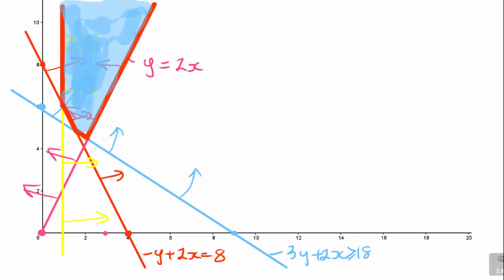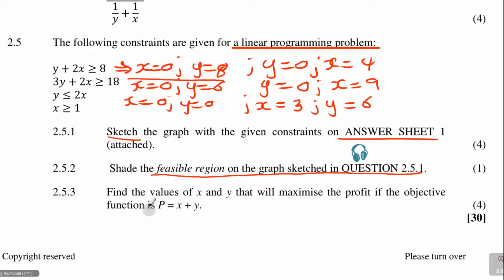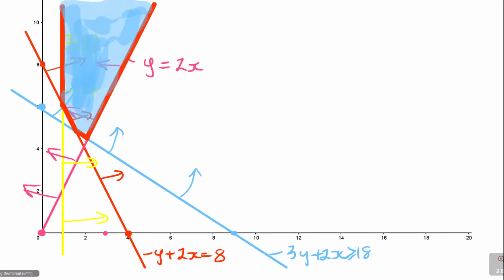All right, and then they are saying 2.5.3. Here they are saying find the values of x and y that will maximize the profit if the objective function is p is equal to x plus y. So we've got p is equal to x plus y. That will maximize the what? The profit. So you come back here to say, how will I maximize the profit? The profit is maximized at these vertices and those corners. If you can know those corners, then you'll be set up.